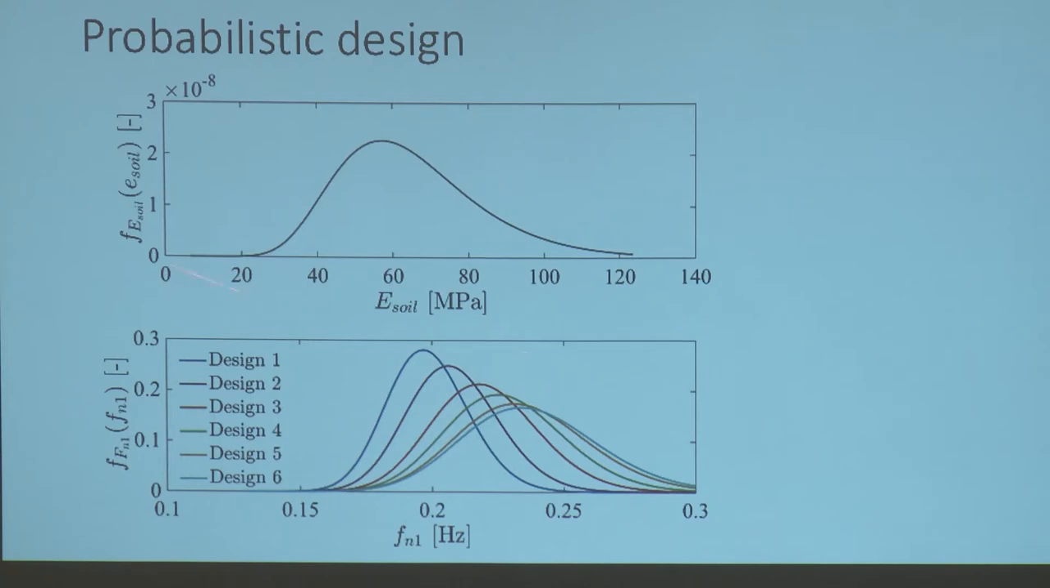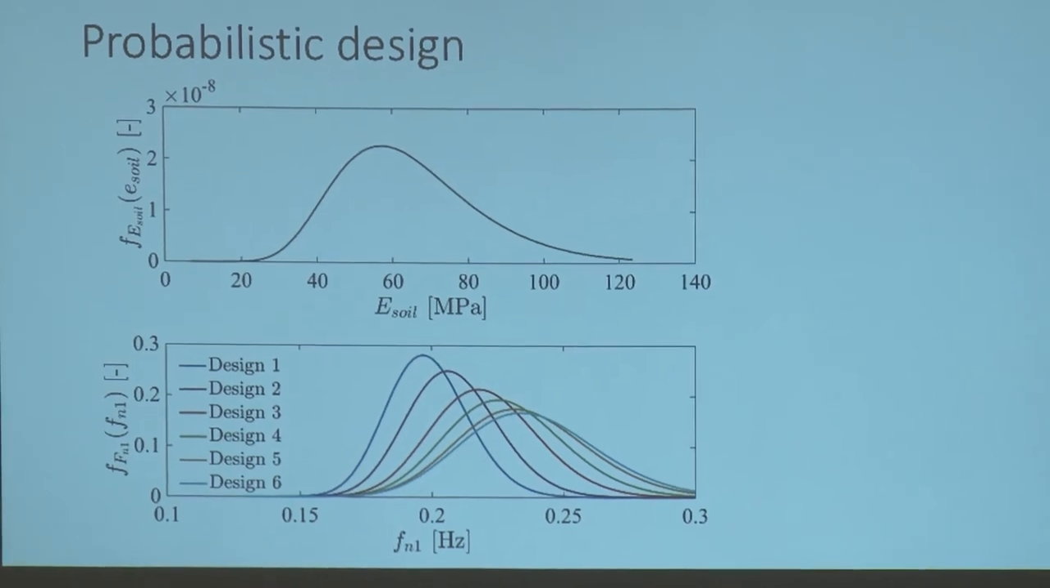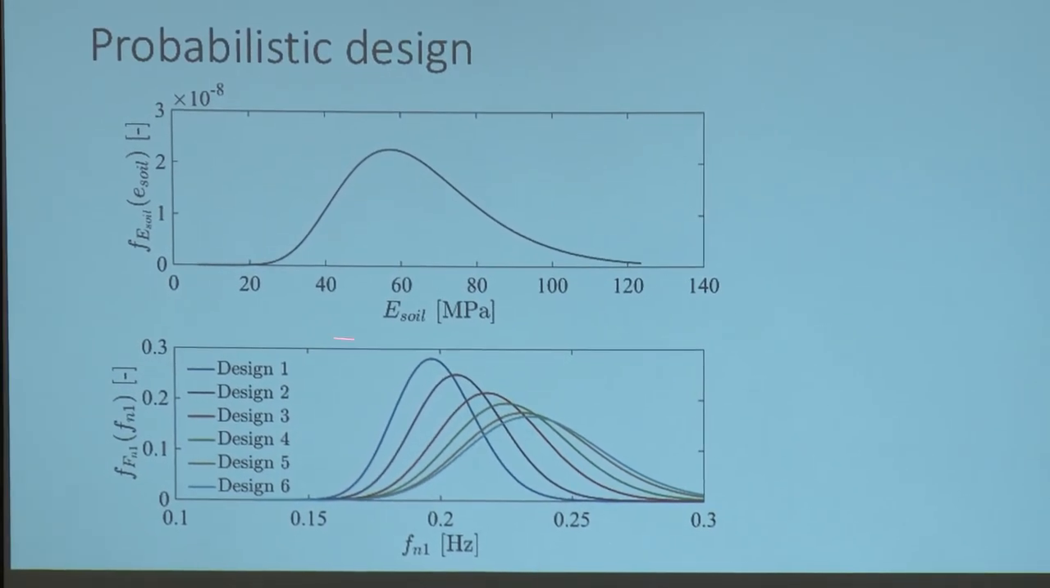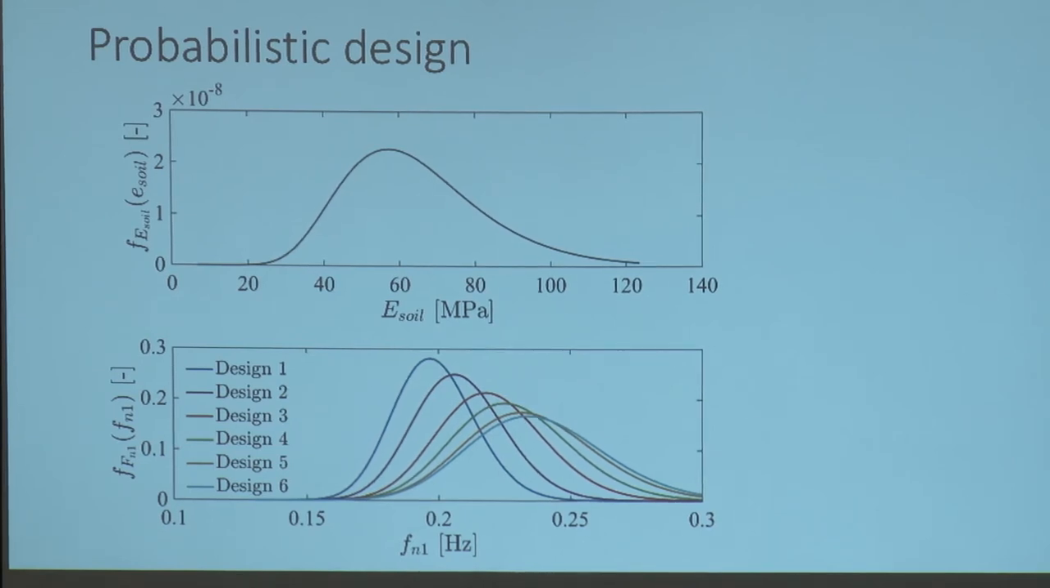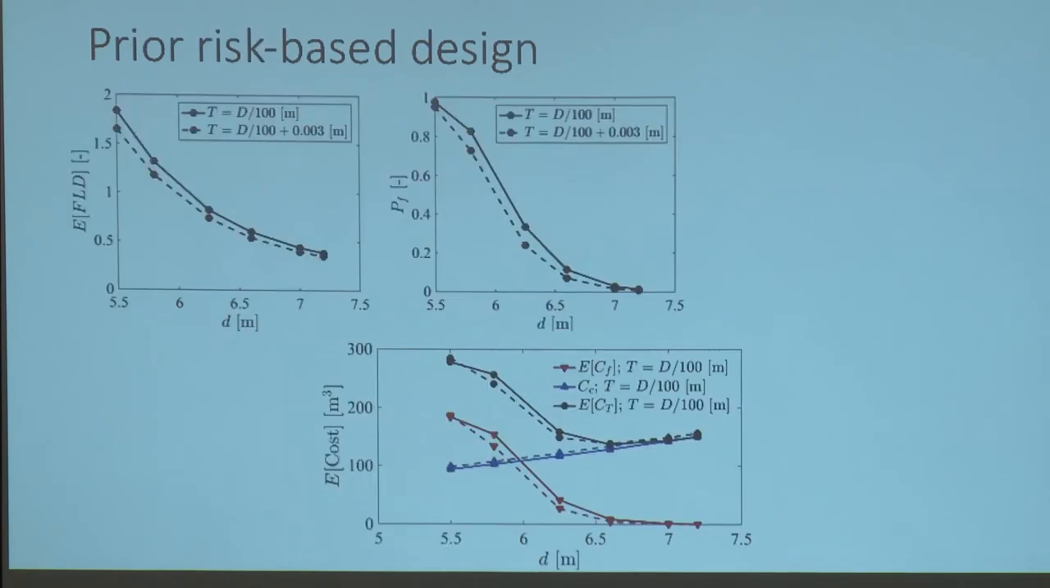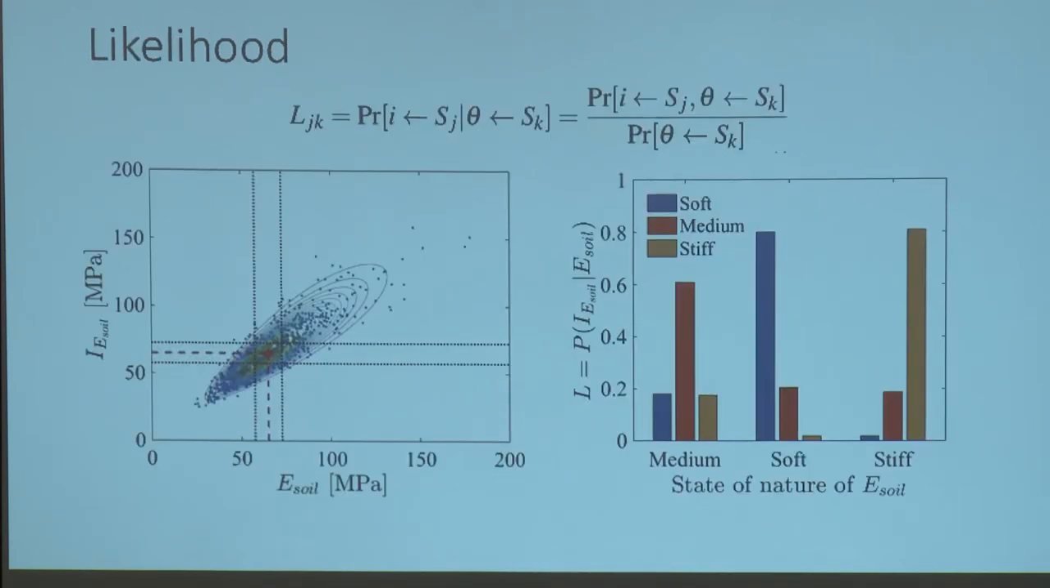So this is the prior PDF of the soil, and given that prior, I end up with a prior PDF of the first natural frequency for each design. Here I just plotted six of them. So given that, I can obtain the probability of failure per design, estimate the expected utility, and find an optimum prior design given the constraints of the model. So this was the first part.